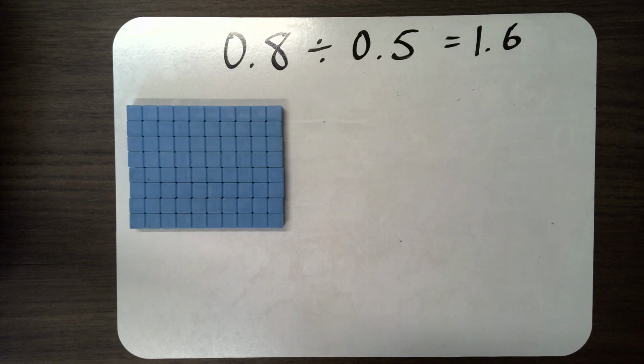In this video we're going to discuss CRA models for decimal division algorithms. We're going to focus on the standard algorithm. So I'm going to show what the standard algorithm is and then use the concrete model, these base 10 blocks, to help explain this.